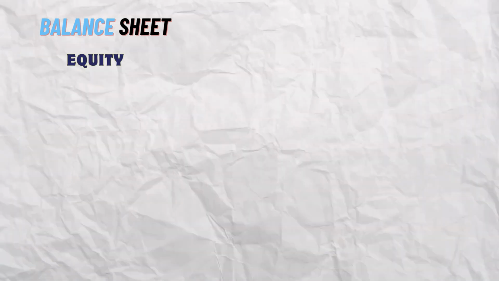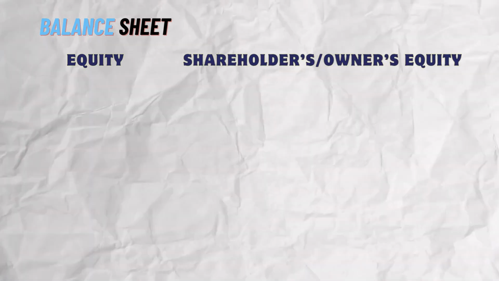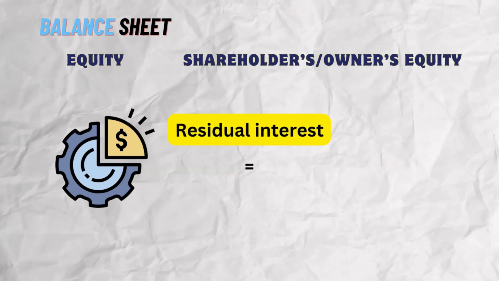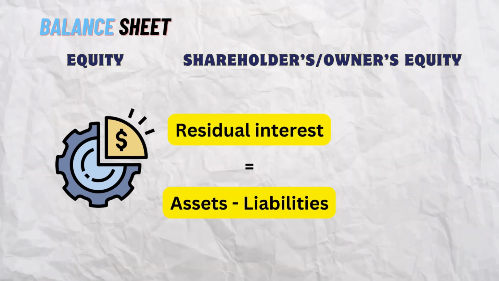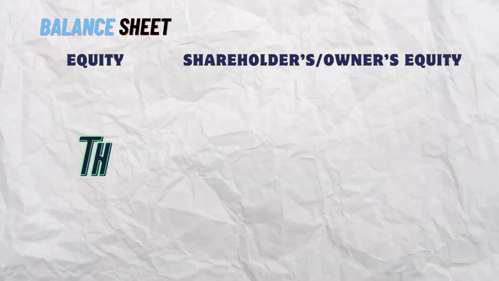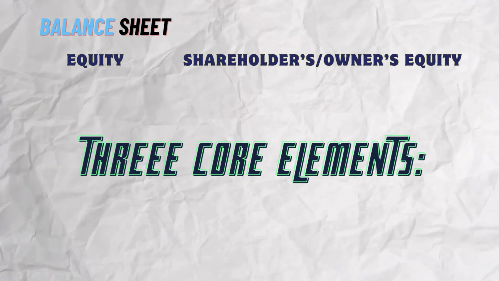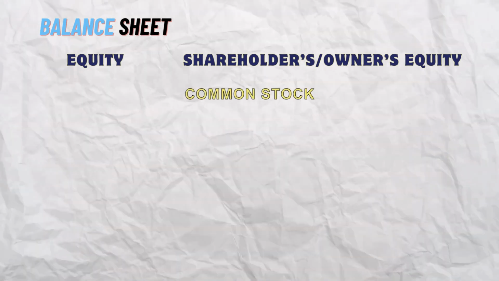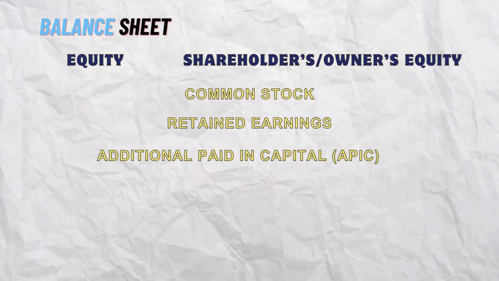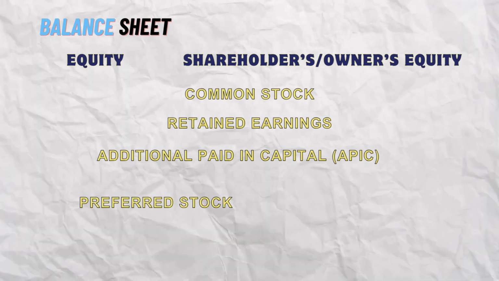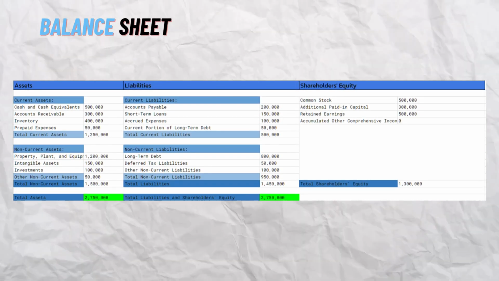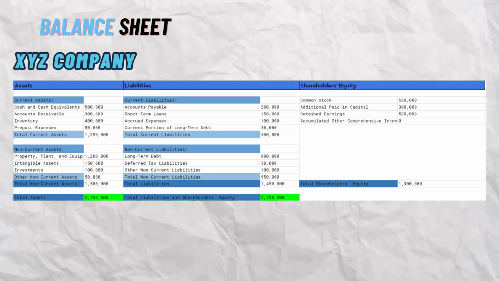Equity, also known as shareholders' equity or owner's equity, represents the residual interest in the assets of a company after deducting its liabilities. It represents the ownership stake of the shareholders in the company's assets. These three elements form the core of most companies' shareholders' equity section: common stock, retained earnings, and additional paid-in capital. Some additional elements we could also encounter are preferred stock and treasury stock. Here is a hypothetical balance sheet of company XYZ.